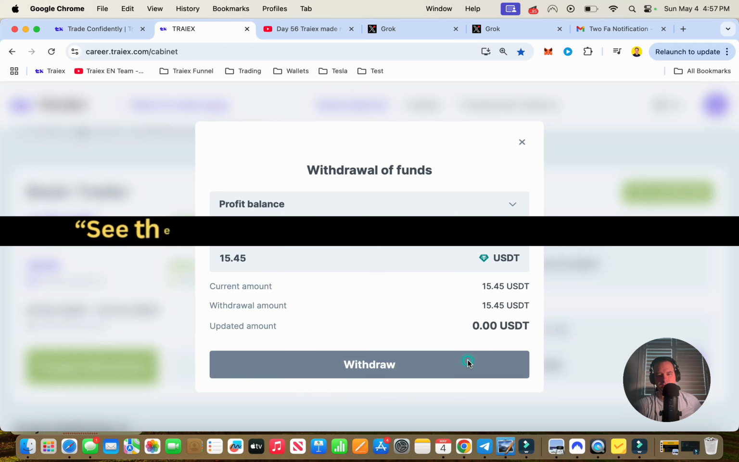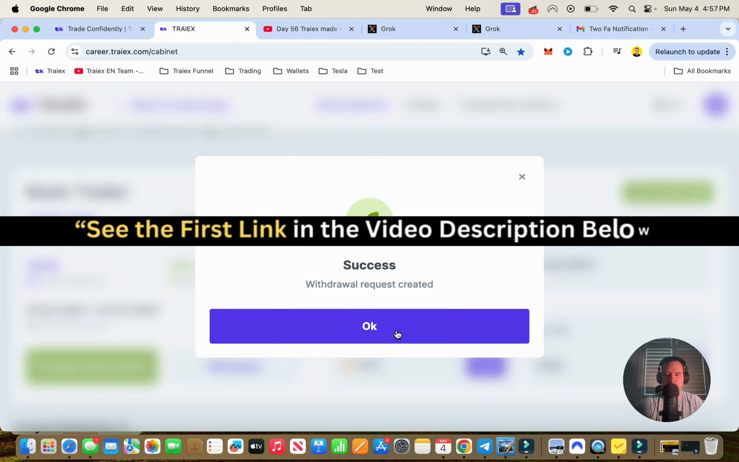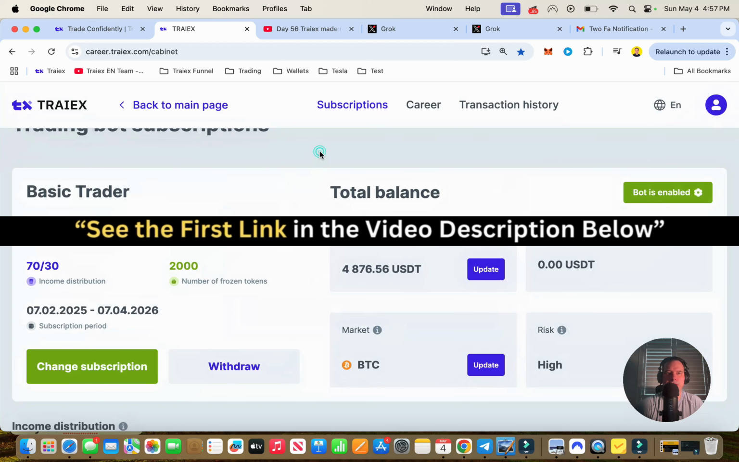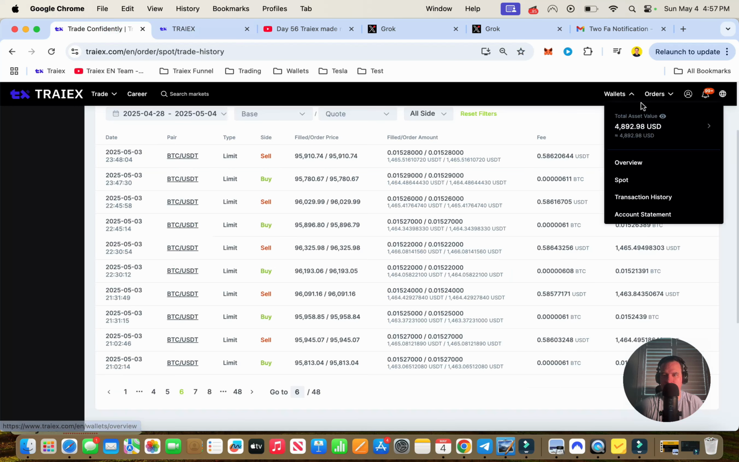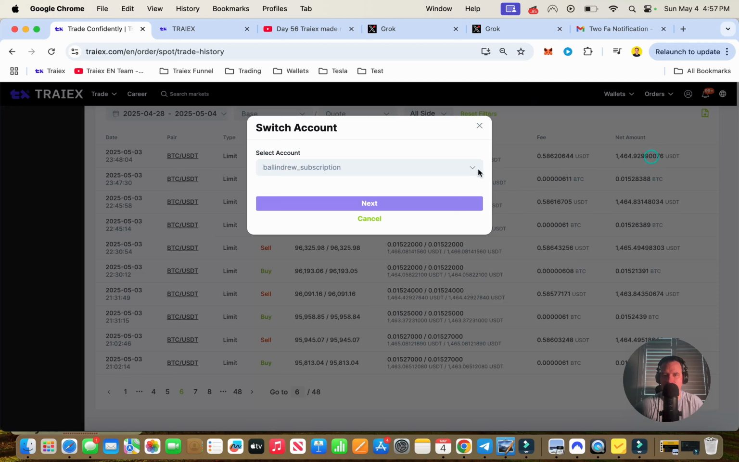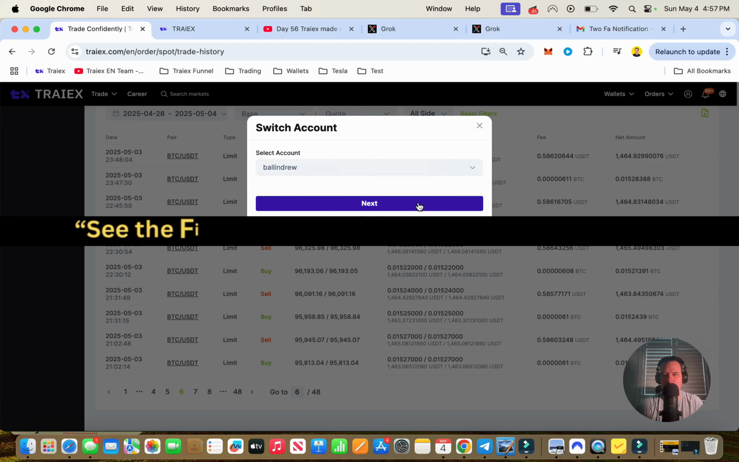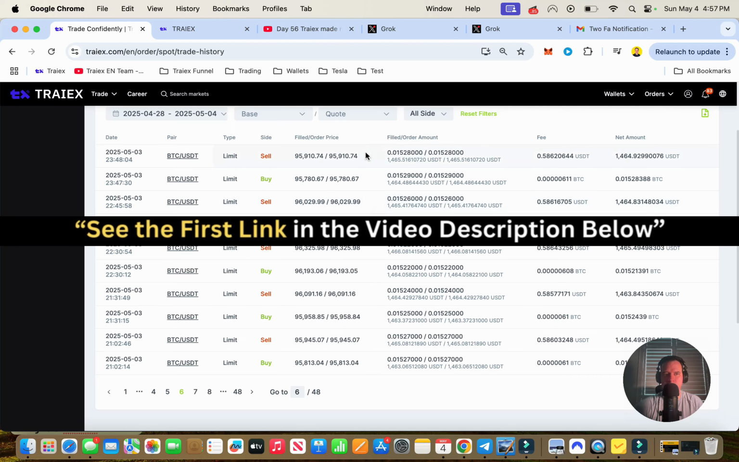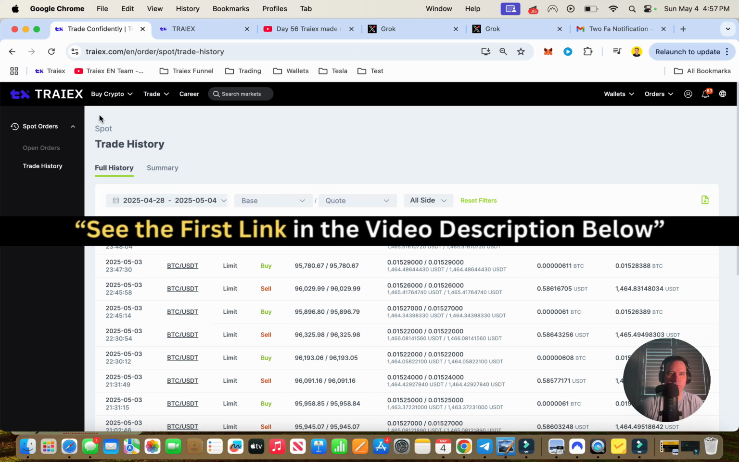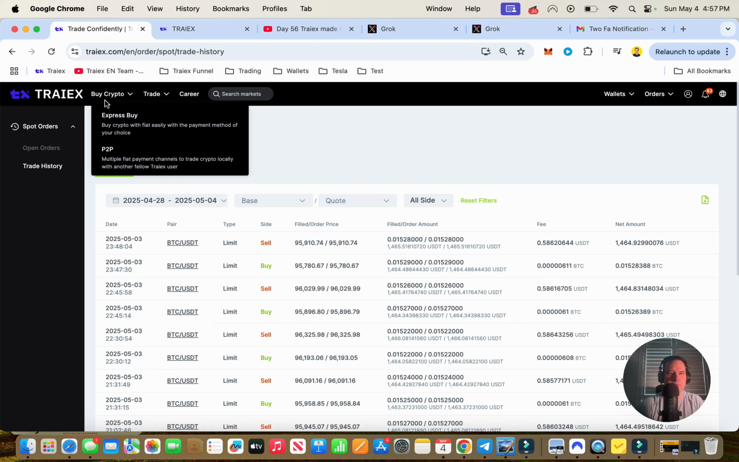15.45. Hit the withdrawal button. Success. There you go. And then I got to switch back to my other account because I'm going to buy the token in the other account. And I'll just explain to the people that are like, oh, why is he doing a withdrawal now in every single video? Before he was doing it once a week type thing.